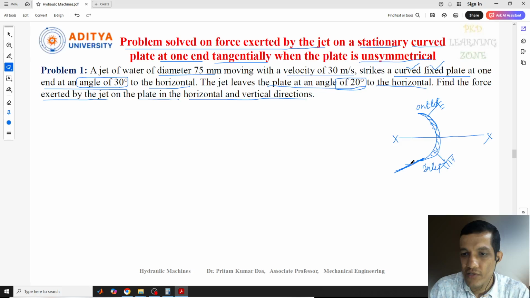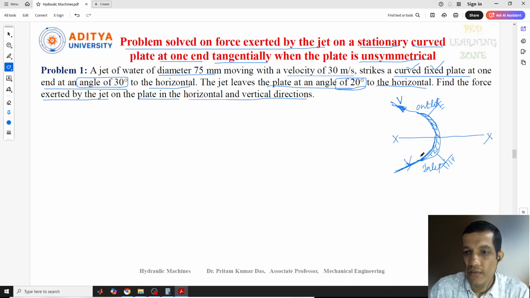The jet strikes here with a velocity v. This is the velocity v going along the plate, and the same velocity comes out if the plate is smooth. That also needs to be considered: the plate is in a smooth condition. So there is no loss of energy in the fluid, and the same velocity comes out.